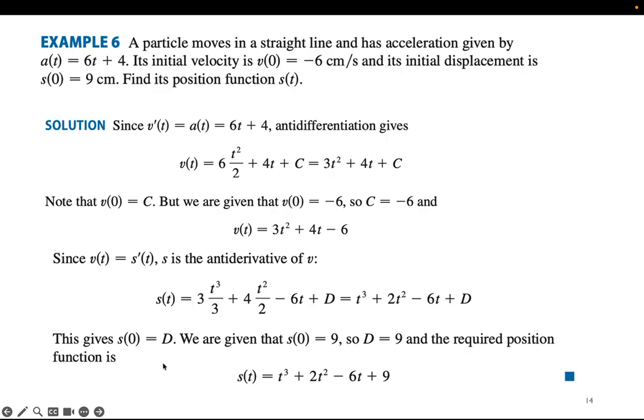Then to find the particular d, I plug in the initial condition here. I plug in S of 0 to be 9. If I do that, I can solve for d. I plug in 0, and the right side only has d, so d has to be equal to 9 because we're given that information. So this is the particular solution, S of t. This is the position function that satisfies these conditions.